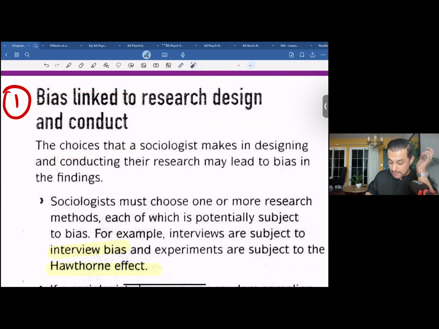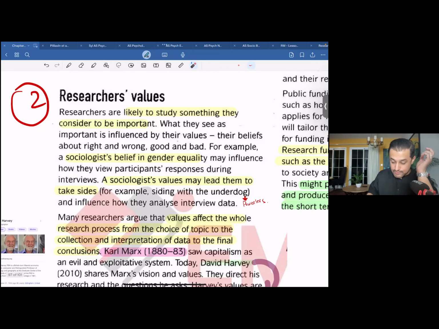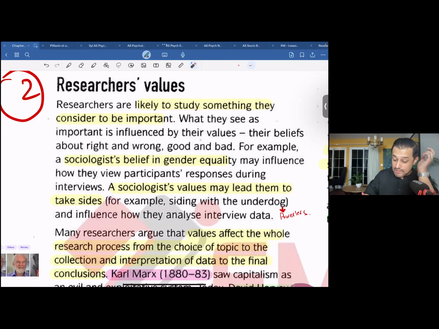conduct your research. Taking this ahead, let's talk about the researcher's values. The second element: researchers are likely to study something they consider to be important. Pretty true, right? If you're given an open option to conduct research on whatever you feel like, the likelihood of you wanting to conduct research on what you think is more important is always there. So if a researcher chooses a particular topic according to his or her own interests, that again reflects the researcher's values, like Weber suggested.